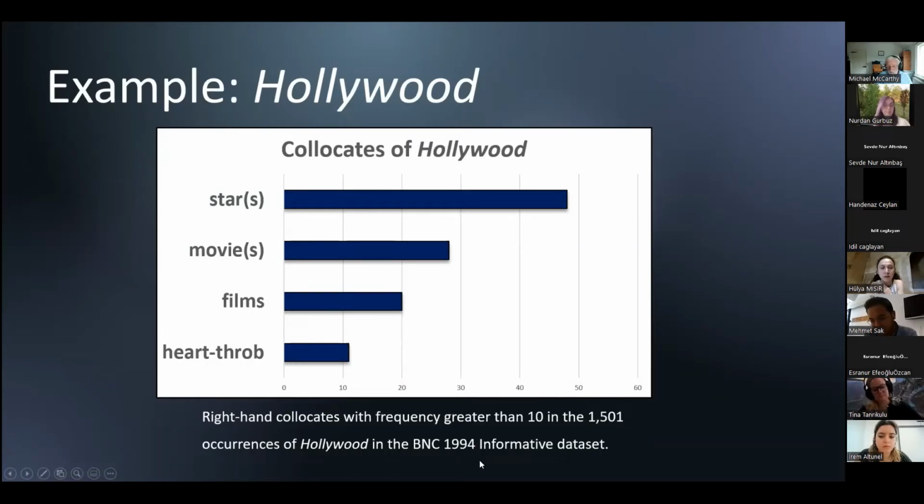In the 1,501 occurrences of Hollywood in the BNC 1994 informative data set, I've looked at all of the 1,501 examples to see what significant collocations occur. And don't forget that what the computer is doing here is not just saying these are the words which come next to the word Hollywood. It's actually saying these are the words which occur with statistical significance. In other words, they occur more than by random chance. These occur statistically significantly with the word Hollywood.